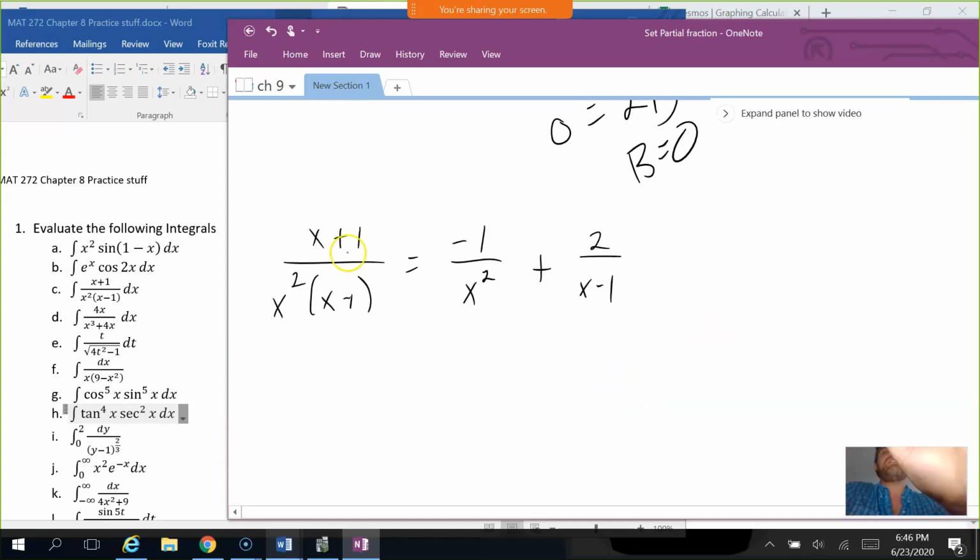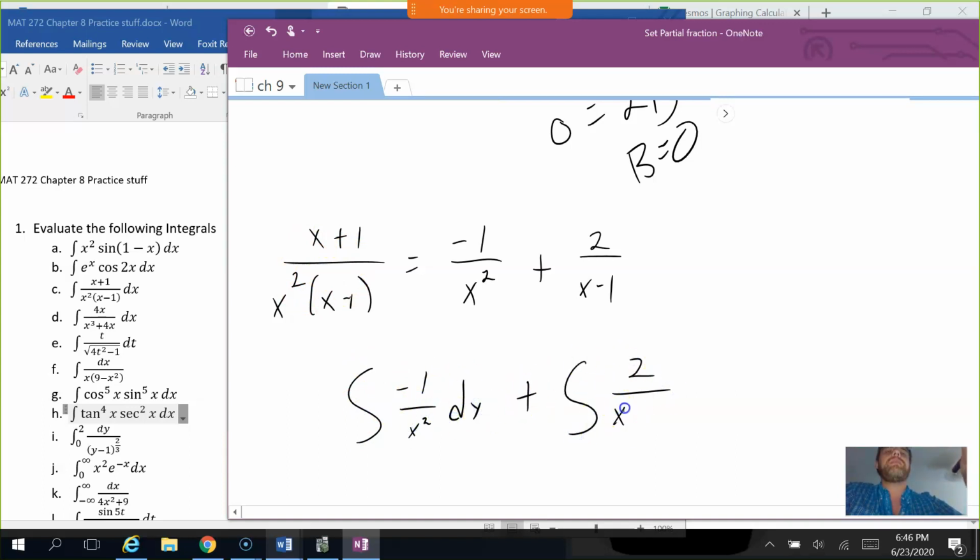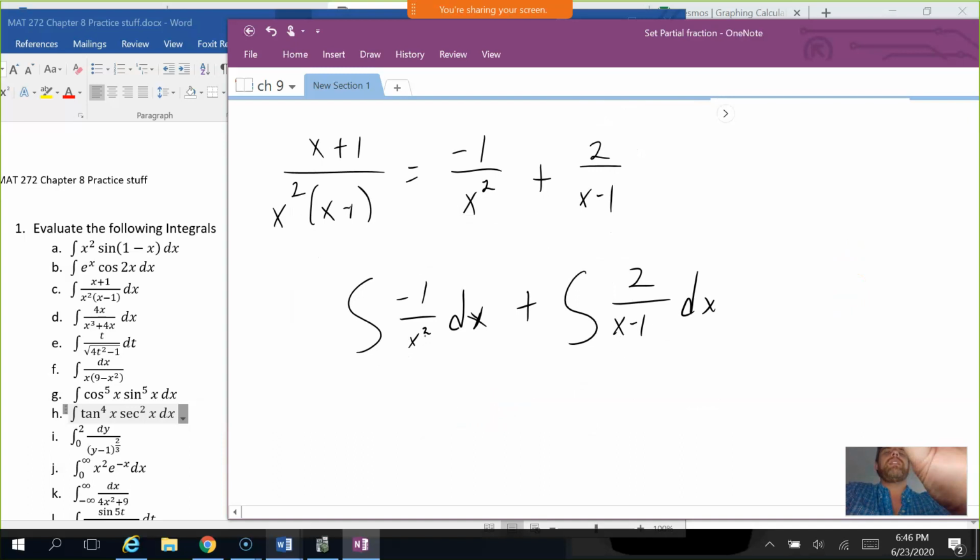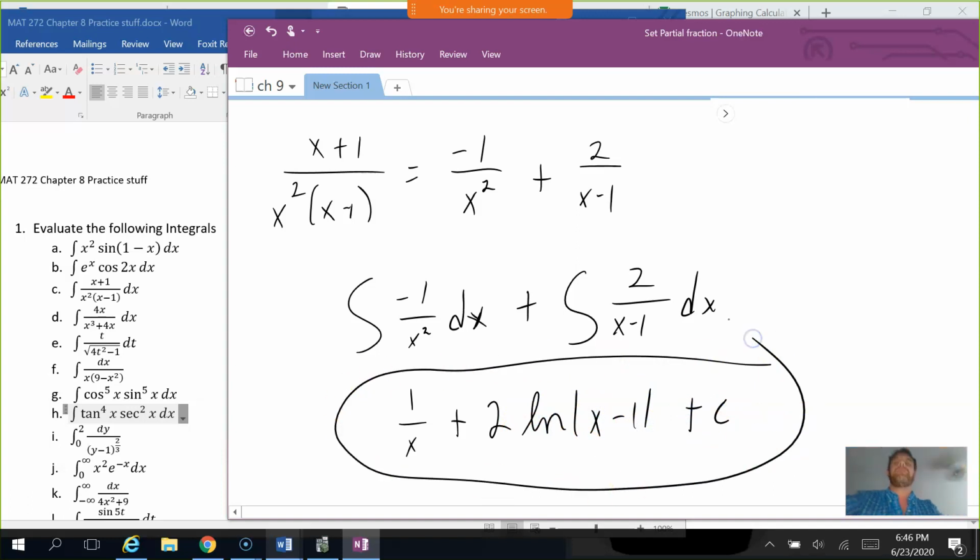Okay, instead of integrating over this left-hand side, we're going to do two separate integrals over the right-hand side. This first one, the negative 1 comes down, and then this is x to the negative 2. Increasing the negative 2 to negative 1, and then dividing is going to cancel out the negative. So we're just going to get a positive 1 over x there. Plus here, we're going to pull out the 2, and then the antiderivative will be natural log of x minus 1, plus C. And then that's it. That's going to be our answer for that one.